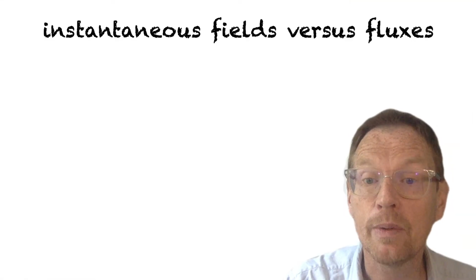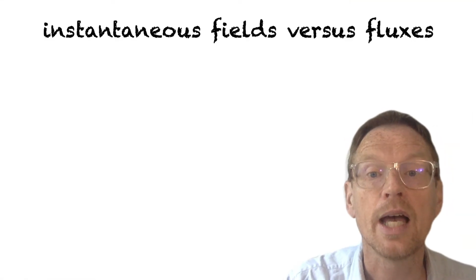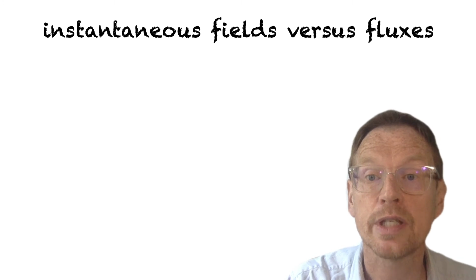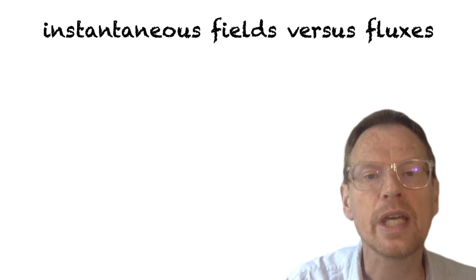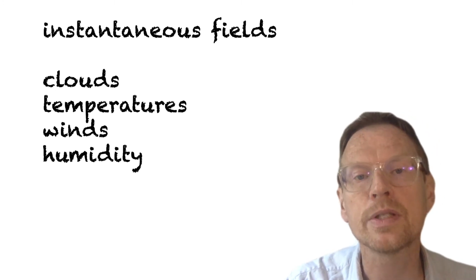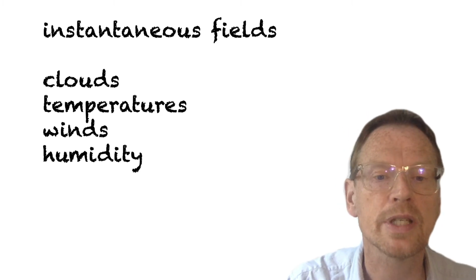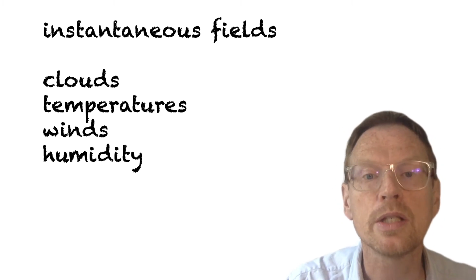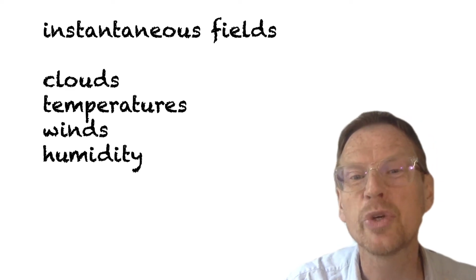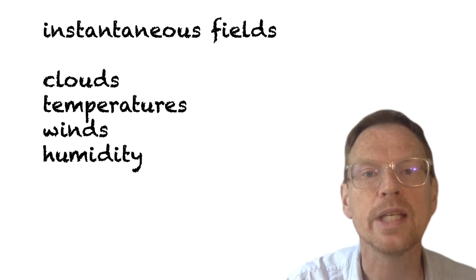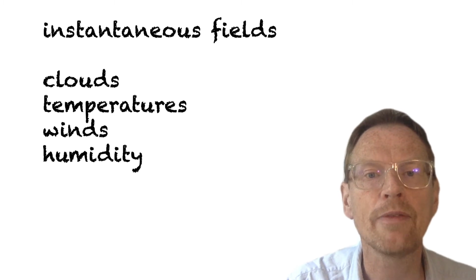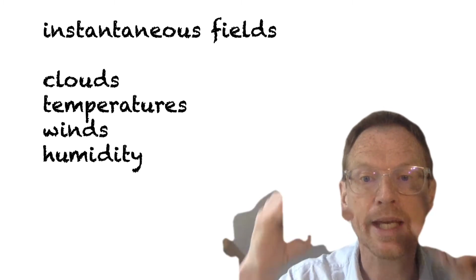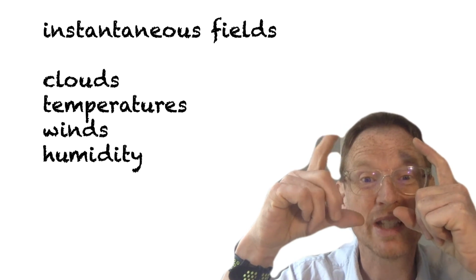Now, the next topic I want to talk about is instantaneous fields versus fluxes. So on the ERA5 menu, there are lots of variables. This is just a subset of examples which are essentially stored as instantaneous values: clouds, temperatures, winds, humidities. Each of these, when you have a value at a certain time, is like a photograph, a snapshot.